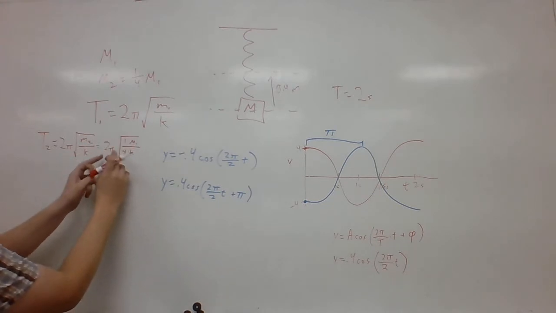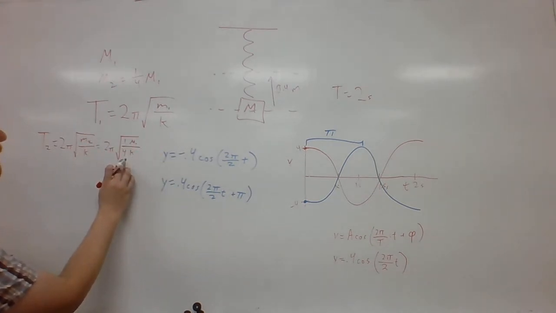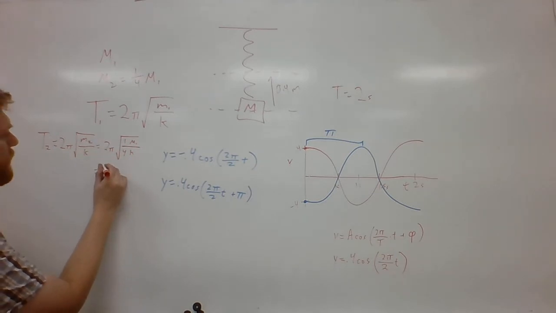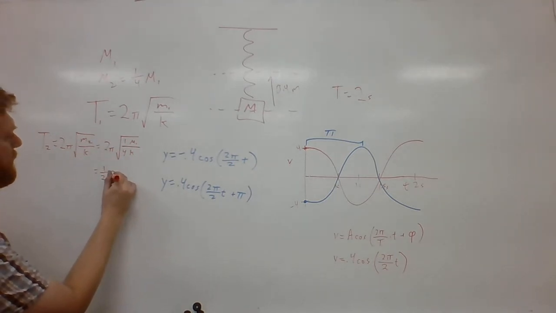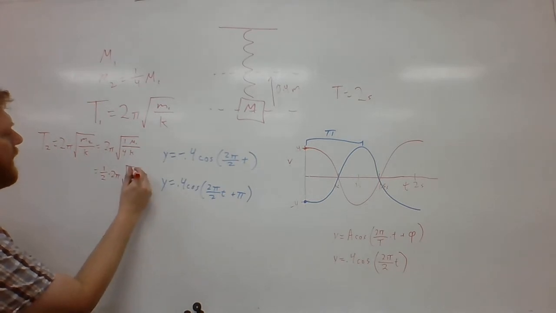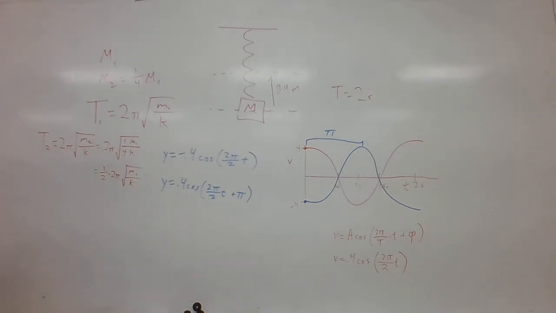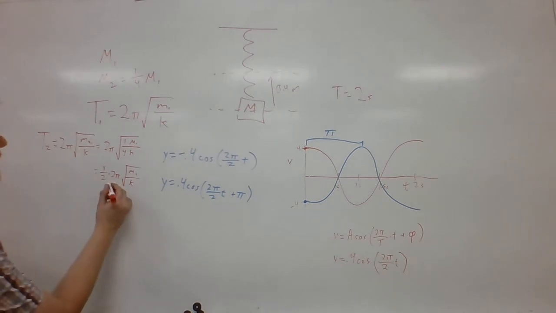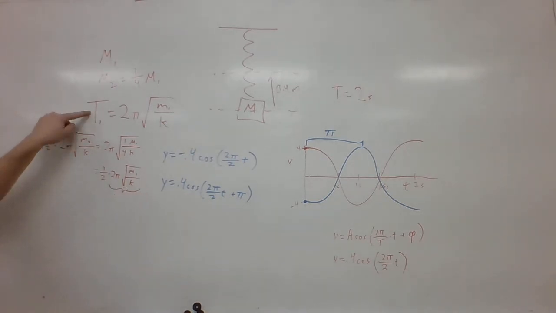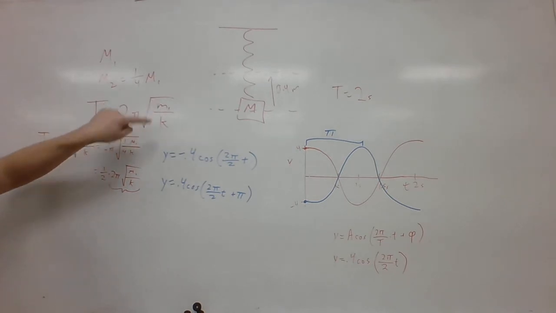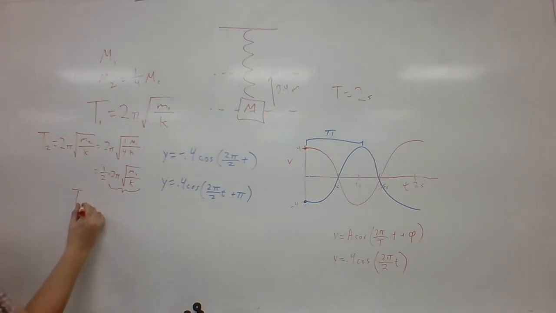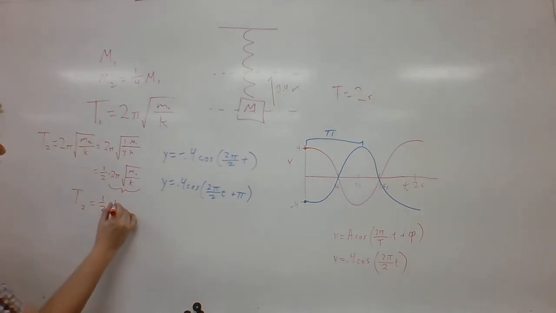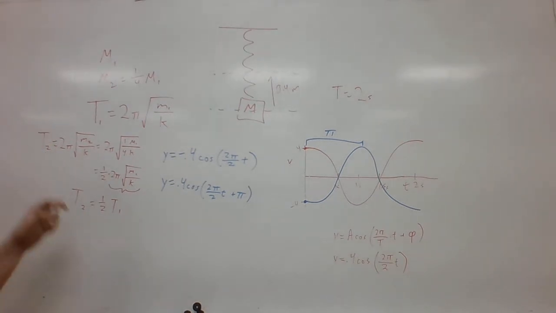I can take this 1/4 out of the square root because square root of 4 is 2. So this is equal to 1/2 times 2 pi square root of m1 over k. This quantity right here is equal to period 1. Period 1 is 2 pi root m1 over k. And so my final equation says that period 2 is equal to 1/2 of period 1. So that means if I put a lighter mass, it's going to oscillate more quickly because its period will be shorter.